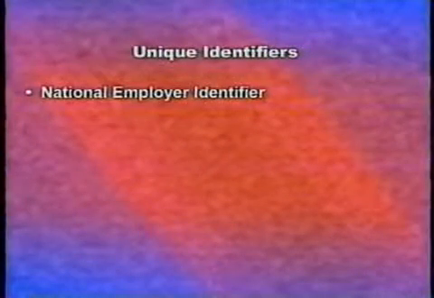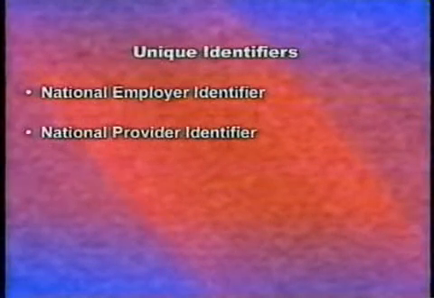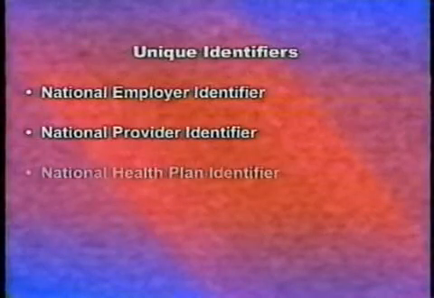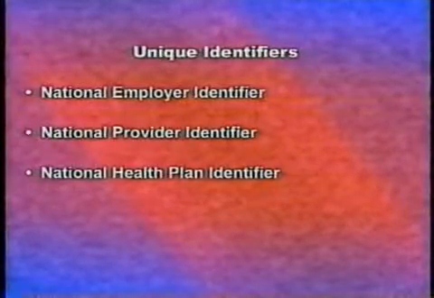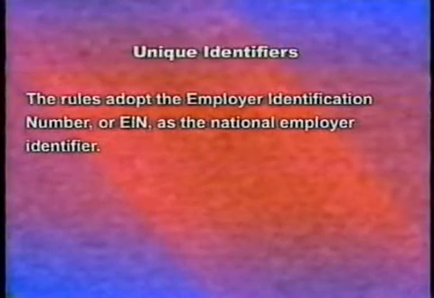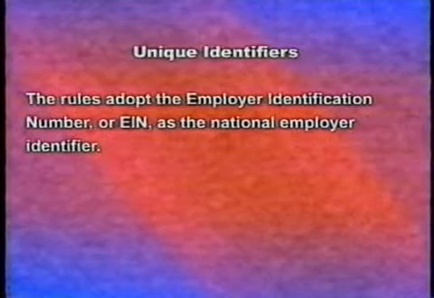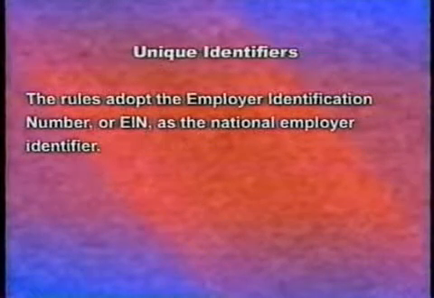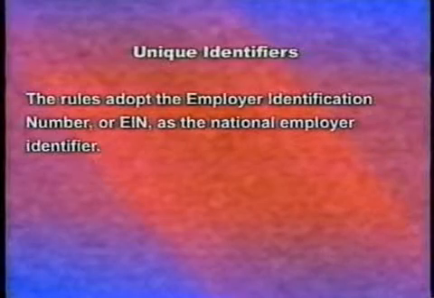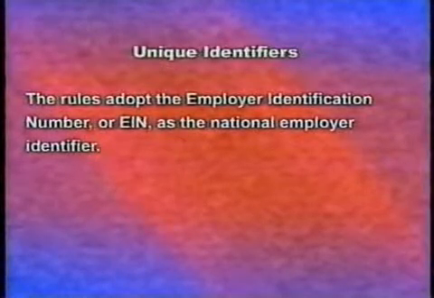The standard unique identifiers mandated by HIPAA include the following: the National Employer Identifier, the National Provider Identifier, and the National Health Plan Identifier. The final regulations that specify the National Employer Identifier were published in May 2002. The rules adopt the Employer Identification Number, or EIN, an existing identifier already issued by the Internal Revenue Service, as the National Employer Identifier for use in healthcare transactions.